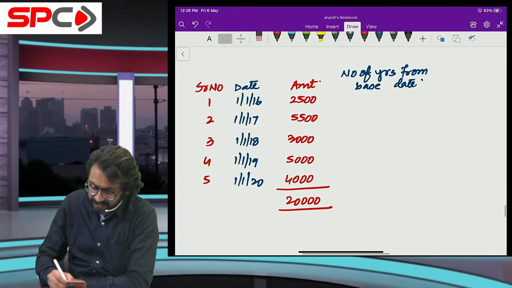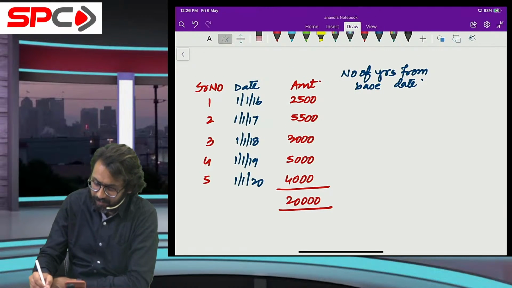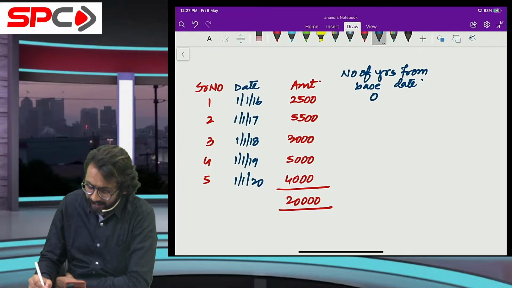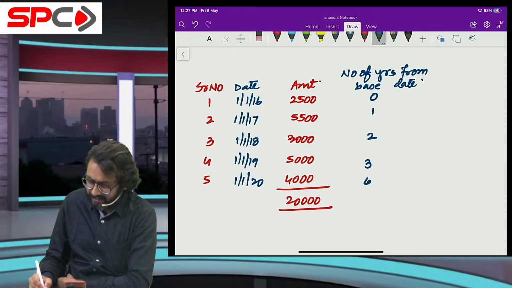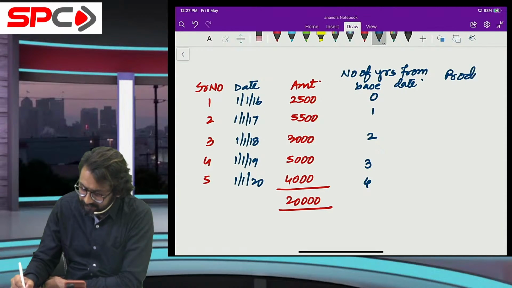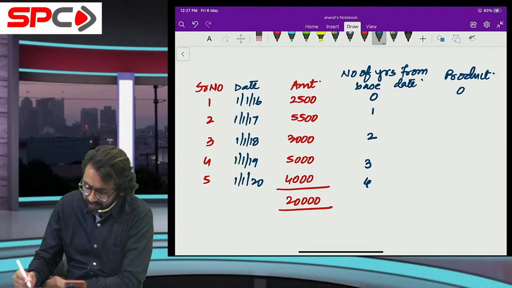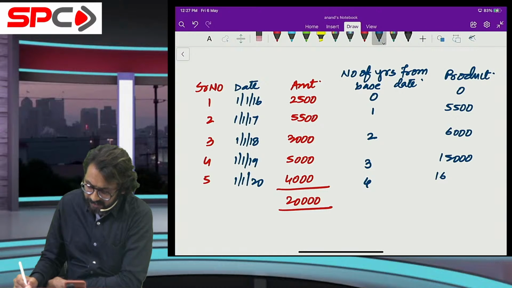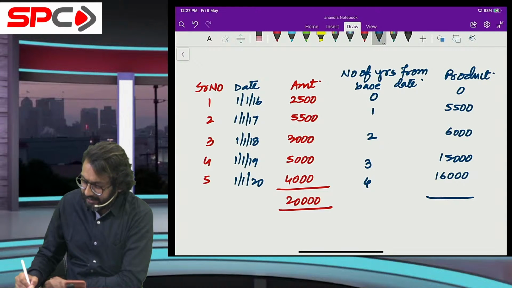So if the first is the lowest date, I'll write the number of years as 0. In the second case, 1/1/17 to 1/1/16 is how many years? 1. Then 1/1/18 to 1/1/16, 2 years. And 1/1/19 to 1/1/16, 3 years. And similarly, my dear friend, 4 years. And what is the product? I'll say 0, 5,500, then 6,000, then 15,000, then 16,000.